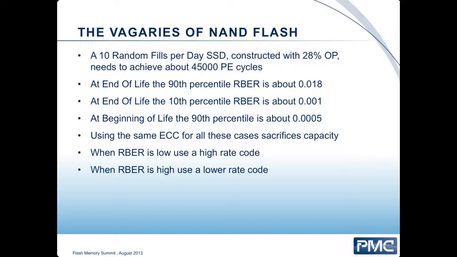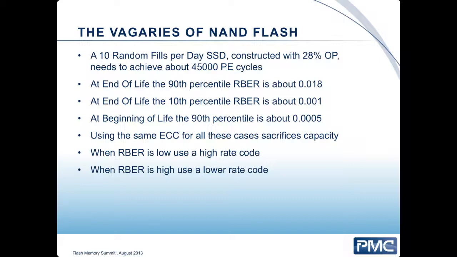If we refer back to the data from the previous graph, you can see that at end of life, the 90th percentile bit error rate is about 1.8%. At the end of life, the 10th percentile bit error rate is about 1 in 1,000. And at the beginning of life, the 90th percentile is about 5 in 10,000. Using the same error correction scheme for all these cases sacrifices user capacity and increases the cost of the drive.